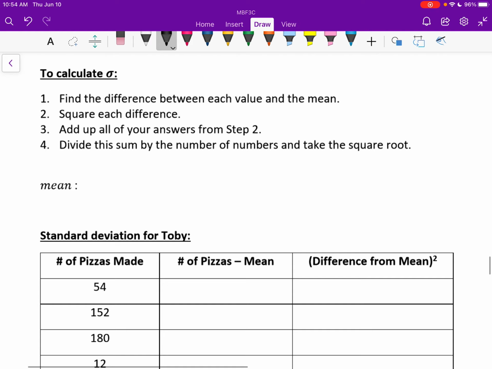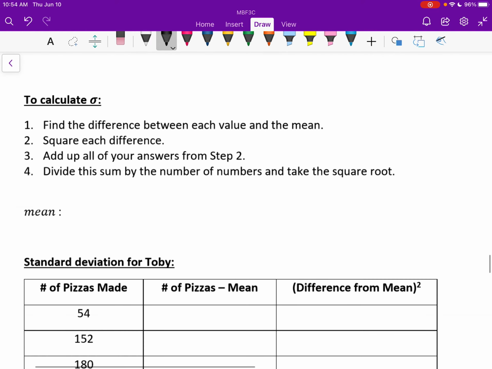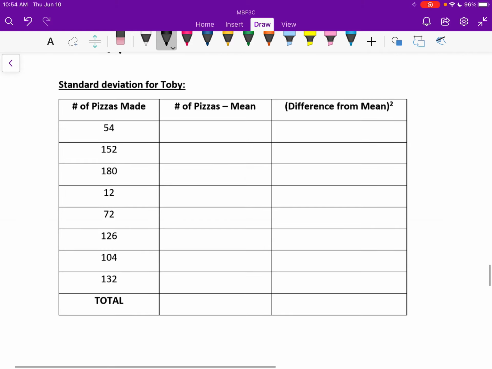The first thing we need to figure out is the mean, and we already figured that out. For both of them, the average here is 104, right? But let's do Toby's set of data first. I like to make a table like this. I say, okay, this is the number of pizzas he made. I want to find the number of pizzas minus the mean, and then I square that number. Instead of putting it all into one super long equation, I do everything in a table form because it's easier to measure. So let's do that.